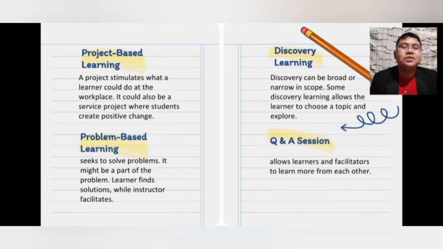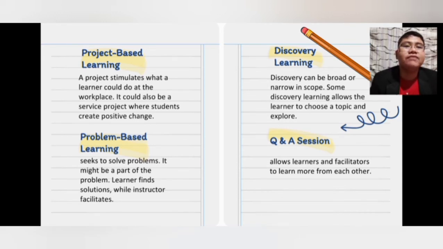Okay, next we have discovery learning. Discovery can be broad or narrow in scope. Some discovery learning allows learners to choose a topic and explore. So discovery learning is somewhat connected to problem-based learning, because in problem-based learning, if you are to solve a problem, you must first discover or explore the problem to formulate a solution.